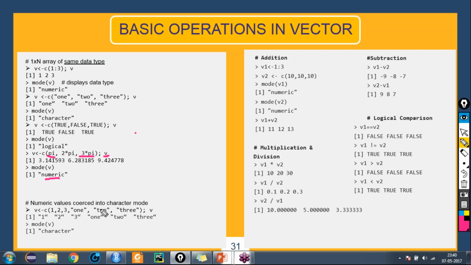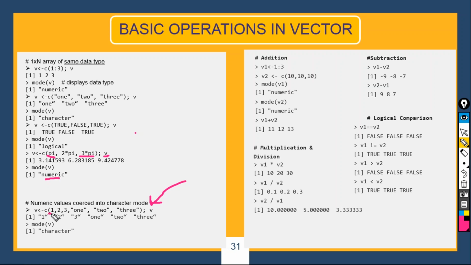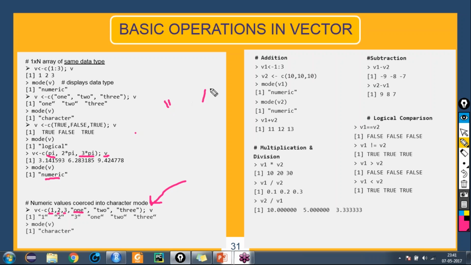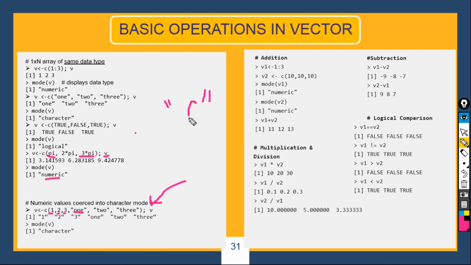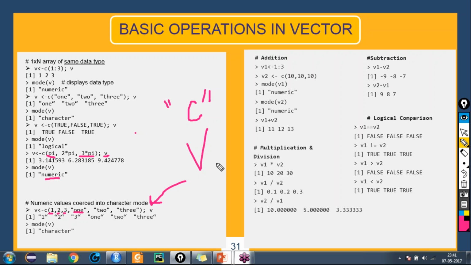Now, numeric value coerced into character mode. What does it mean? As we have said, a vector can contain only one data type. But if you see here, this is a numeric value and this is a character value. So how can this be a vector? But there is a property which says that if you store any element with a character type, then every element will also become character, and hence the vector will become character.